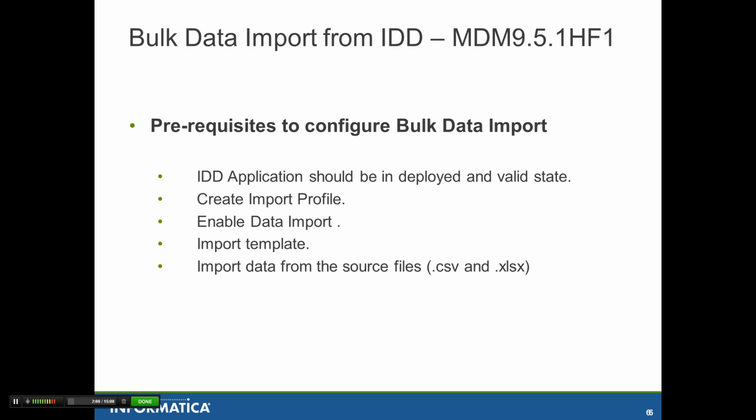So what are the prerequisites to configure bulk data import? First, we need an IDD application which is deployed and whose status is valid. Second, we need to create an import profile. Third, we need to have data import enabled in the MDM hub. Fourth, we need to import the profile created into the IDD application. And then we can import the data which is residing in the Excel sheets. So let's see what an import profile is.